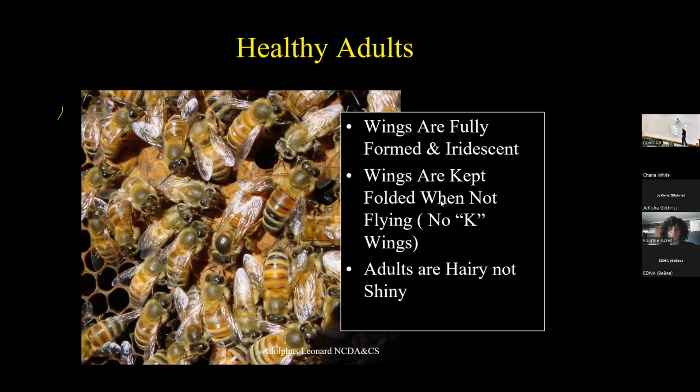And here are healthy adult bees. They're fully formed, not deformed in any way. They have healthy wings, and the wings are not disjointed. Adult honeybees have four wings, two pairs that are normally hooked together so it looks like a single wing. But sometimes when they get sick, they'll unhook their wings, and that's called K-wing.